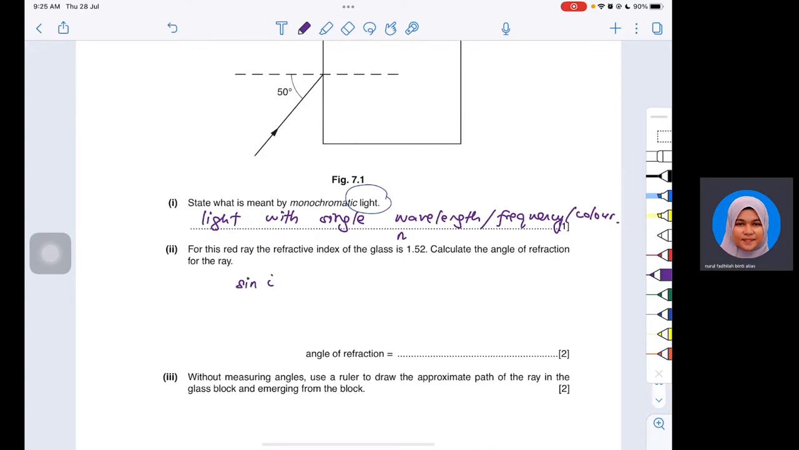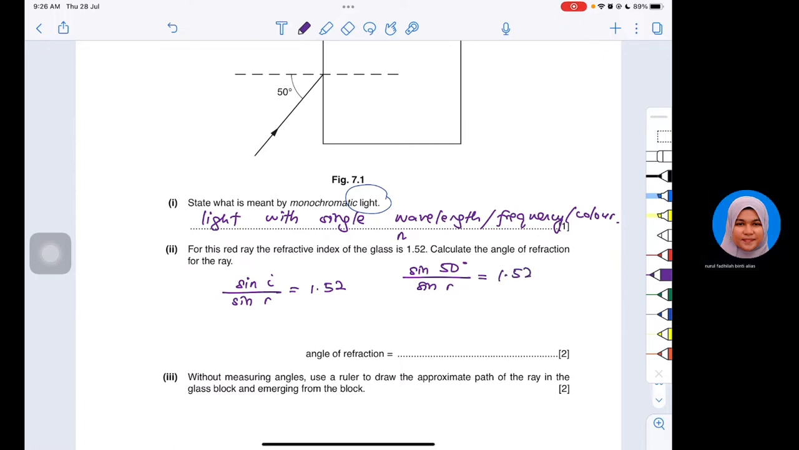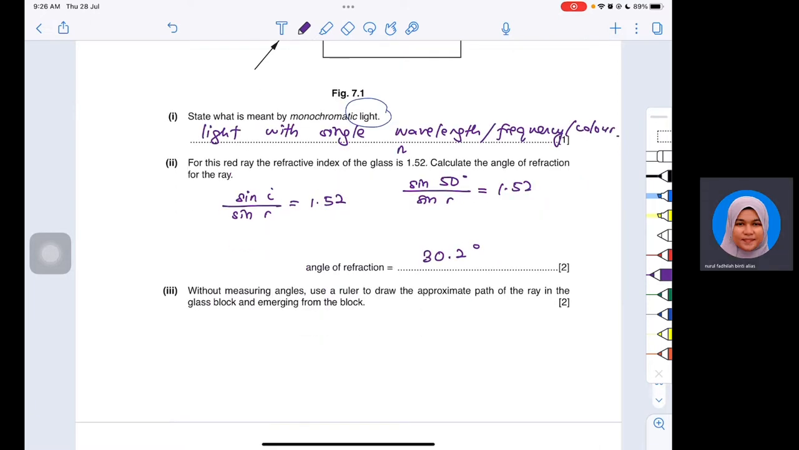Okay, sin i over sin r, so that's equal to 1.52. You must know how to use the calculator. So what is i? 50. So sin 50 divided by sin r equals 1.52. Okay, you rearrange this one. So what do you get for r? 30.2 degrees. Correct? Okay, you can leave it as 30 also.